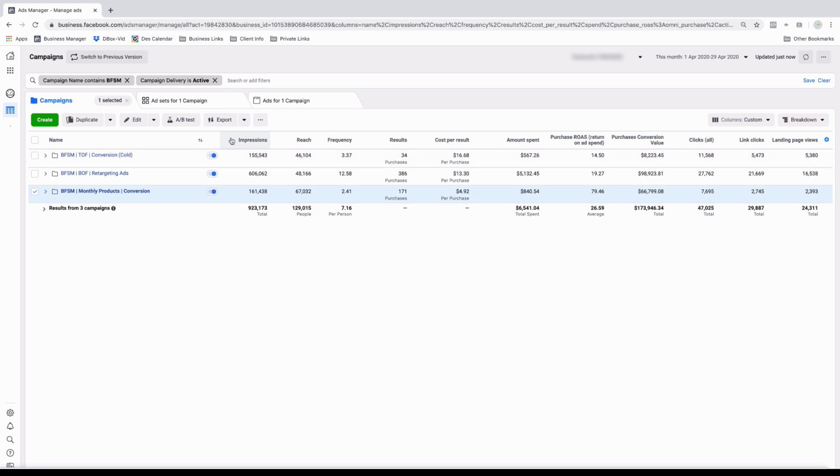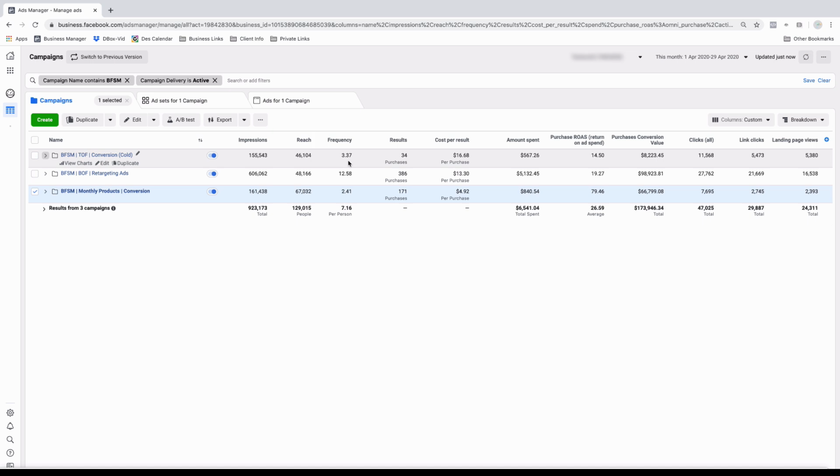What I can see here are my impressions. The definition of impressions is the number of times the ads appear on Facebook. We can see the reach. The reach is the number of people who have seen this post. So I can see I've reached 46,000 people. Impressions, I have 155,000 impressions. And basically what that means is I have a frequency of 3.37. These 46,000 people have probably seen the same posts an average of 3.3 times.